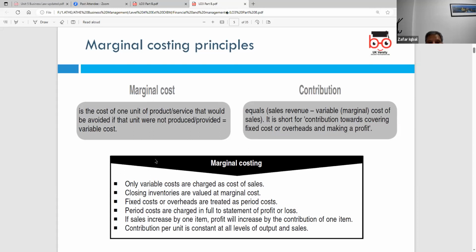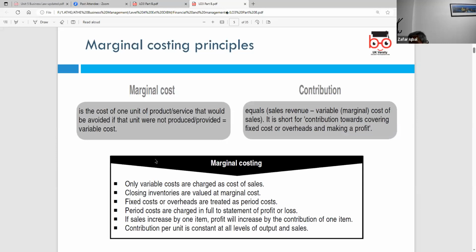So marginal costing is a costing method that's mainly based on the unit contribution, i.e. how much a product is generating towards the fixed cost. The contribution is a very important concept in marginal costing. Contribution equals sales revenue minus the variable cost, or the selling price for a product minus the variable cost for that product. Whatever you are left with is known as the contribution, and that contribution goes towards the fixed cost of a particular product.